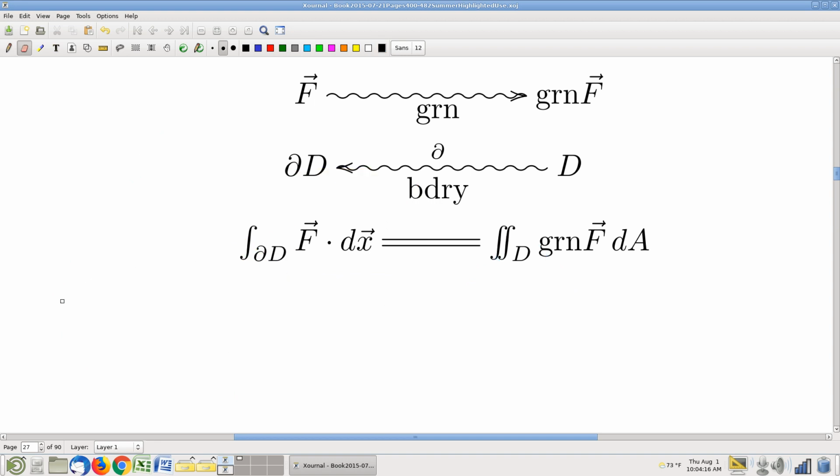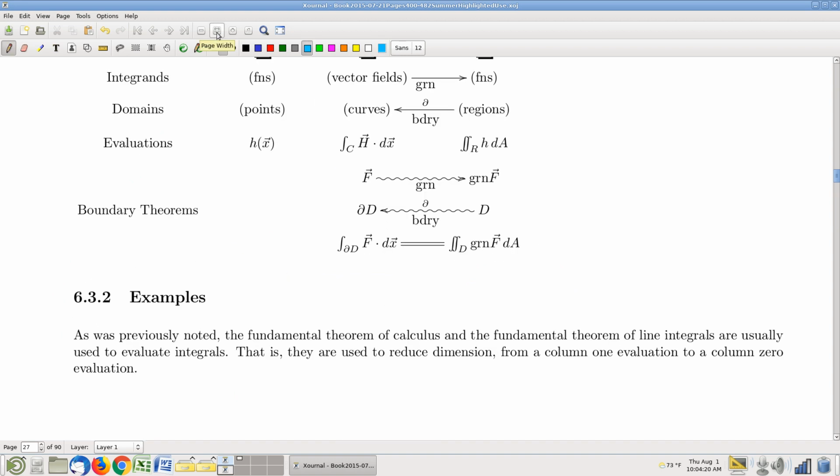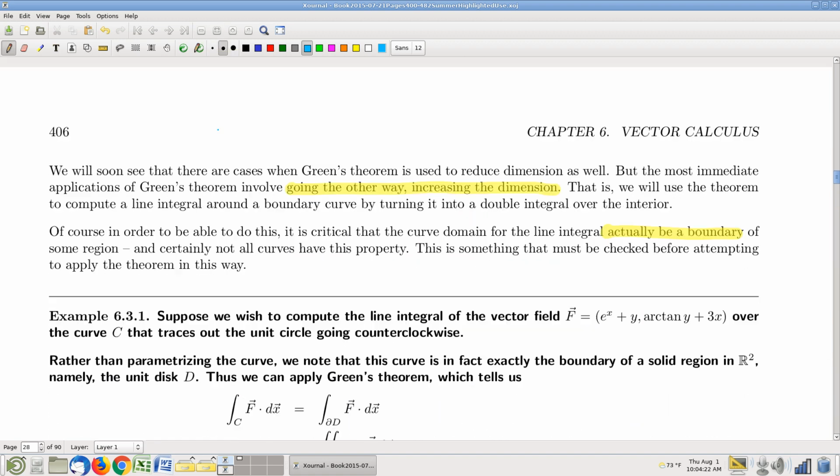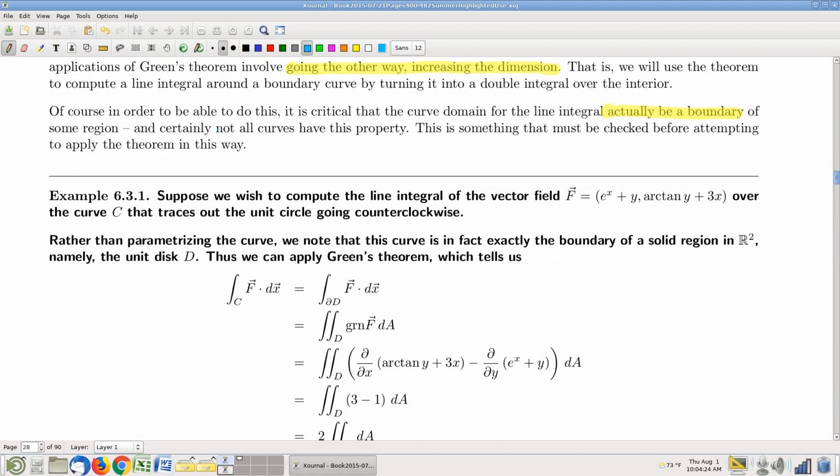Okay, so if we want to apply this theorem, we've got to look at our curve and make sure it's a boundary and that I know what it's the boundary of. So back to here. There's our curve. The unit circle going counterclockwise. Is that a boundary? Yep. It's a boundary of this.